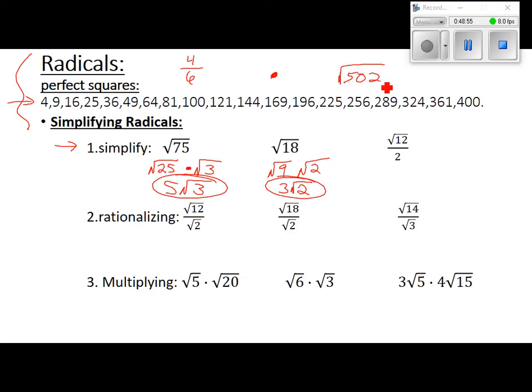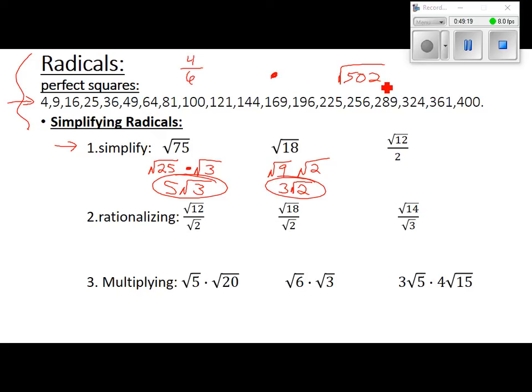169. 196. 225. 256, for sure not. That would be 512. That's too big, right? 289, 324, 361, 400. We could keep going and do 21 squared and 22 squared, but once you get to 400, it's not going to go in there. It's not going to work, right?